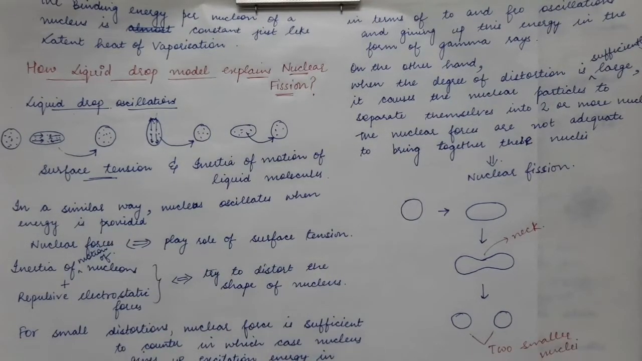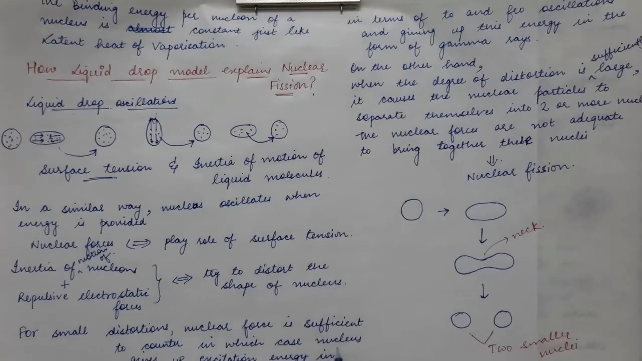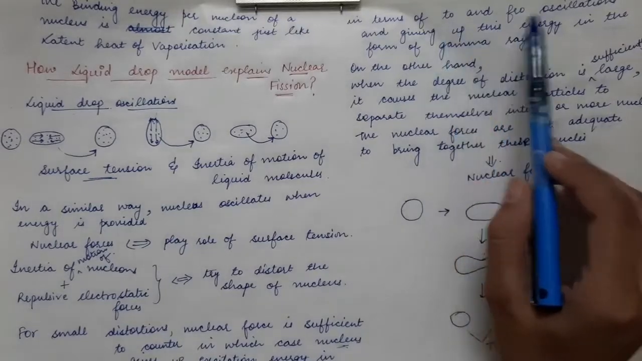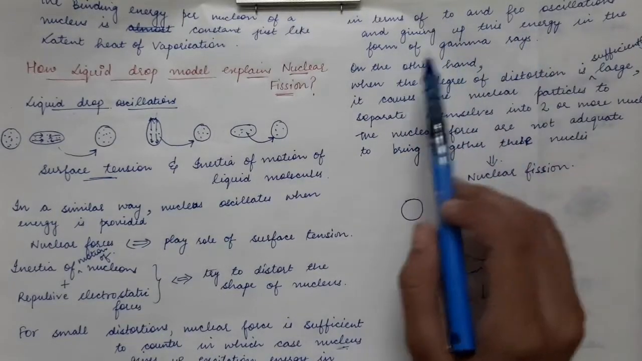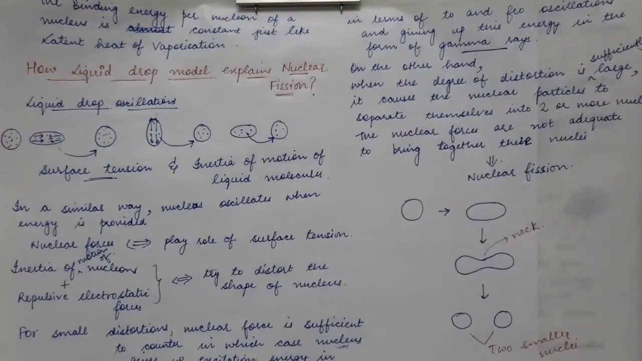In which case the nucleus gives up its excitation energy, the energy that was given to the nucleus in the initial stage. When the distortions are very small, the nuclear force brings back the nucleus to the spherical shape, and the extra energy that was imparted to the nucleus is given out by the nucleus in the form of to and fro oscillations. The nucleus will undergo to and fro oscillations, and the energy is given out of the nucleus in the form of gamma rays. So this is how the gamma ray emission is explained by the liquid drop model.